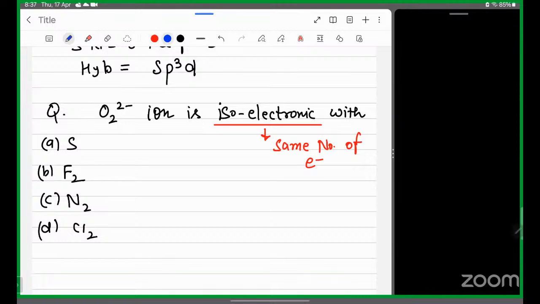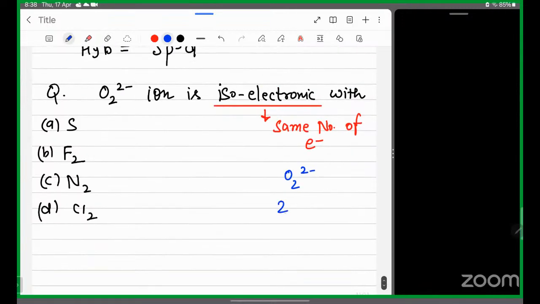So how many electrons will be in the O2 2 minus ion? We have 2 oxygen atoms, and the number of electrons in an oxygen atom is the same as its atomic number, that is 8, plus 2 extra electrons. So this will be 2 into 8, 16 plus 2, that is 18 electrons. So in which of the following will we have 18 electrons?